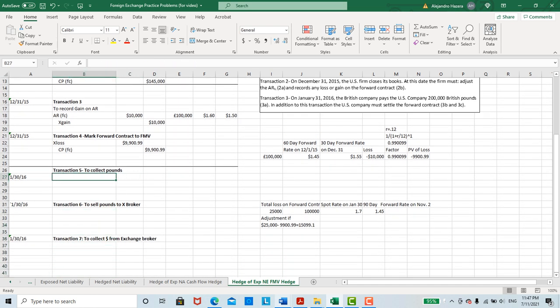Okay, so the first thing you do is you have to collect the pounds. This is the easiest one. This is one of those fairly easy ones. We're going to collect cash, and this is foreign currency. It's not denominated foreign currency. Like I keep saying, it is a foreign currency.